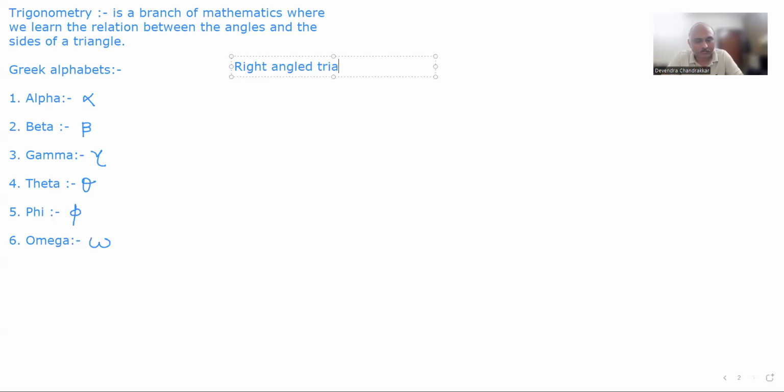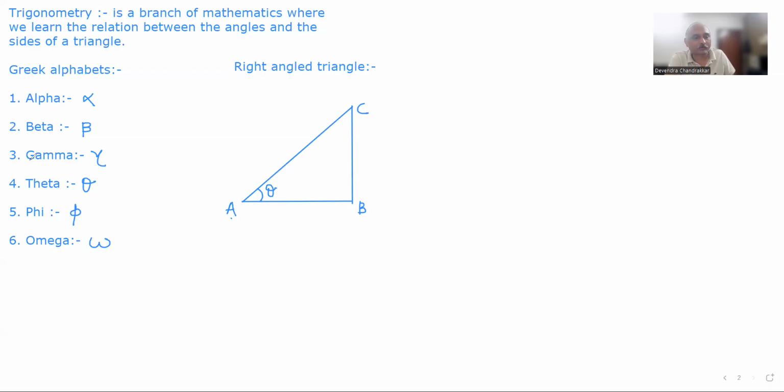Right angled triangle. So all of you are aware of how the right angle triangle looks like. So this is how it looks like. Okay, sorry. So this is side A, B, and C. Let's say this angle is theta. So we are using these Greek alphabets to denote the angles.